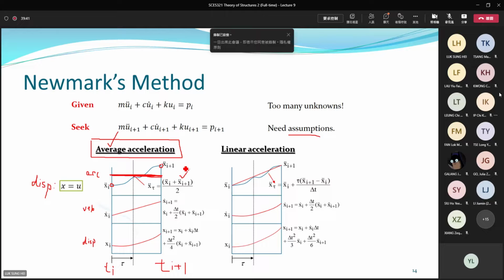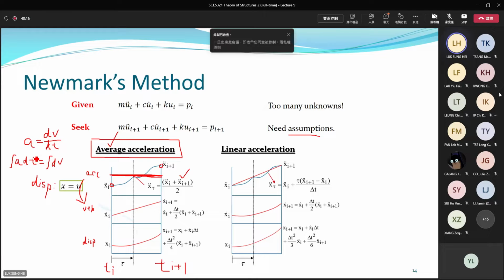If you know the acceleration, you can use the acceleration to calculate the velocity. Acceleration is equal to dv over dt, where I use v for velocity. You can integrate this equation to get the velocity.